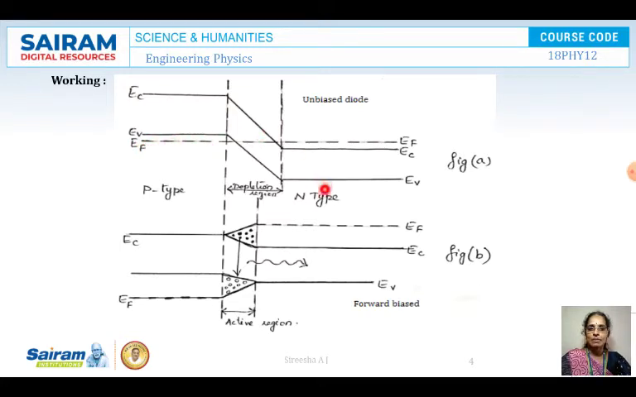Coming to the n-type semiconductor, we know that the majority charge carriers are electrons, which lie in the conduction band. So the Fermi energy level lies in the conduction band. In an unbiased diode, from this diagram, the Fermi energy lies in the conduction band for n-type and in the valence band for p-type. The region between these two is called the depletion region. So this is an unbiased diode.